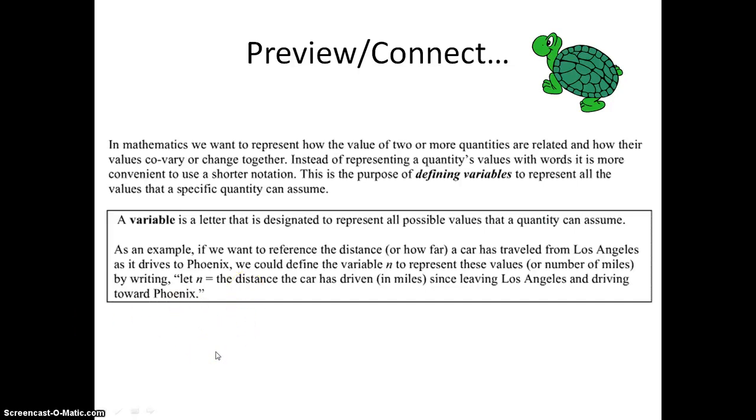And recall, we're going to try to be very specific. We want to communicate with meaning. And we discussed how we might define our variable to be n, which would represent the number of miles, instead of d for distance, or m. It's kind of up to the user.